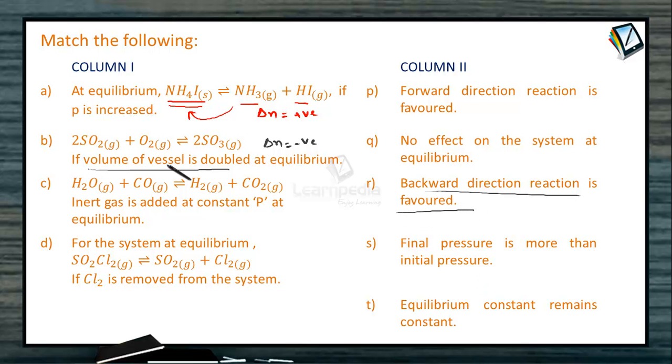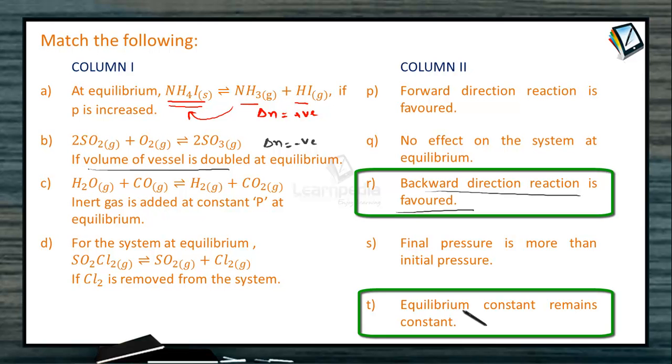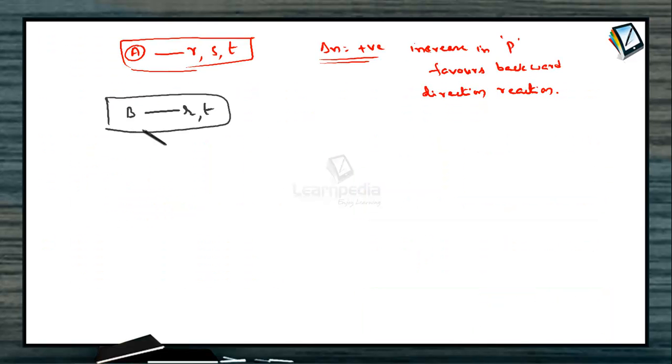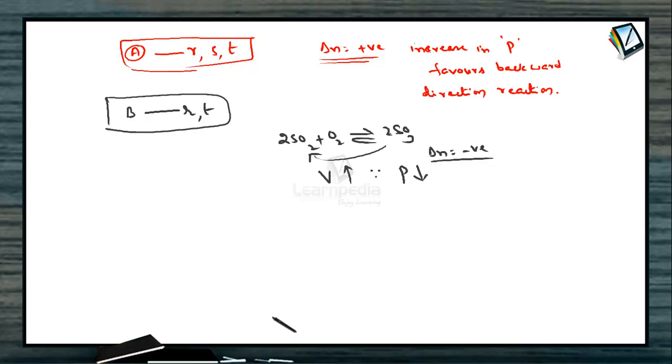And here 3 moles are giving 2 moles. Final pressure cannot be more than the initial pressure. S is wrong. Equilibrium constant remains constant at a given temperature for that system. So Q, R and T are correct. So for B, since the system is 2SO2 gas plus O2 gas giving 2SO3 gas, delta N is negative. And here volume of the vessel is doubled. So at the given temperature, pressure will be reduced to half. When the pressure decreases, the reverse reaction is favored.